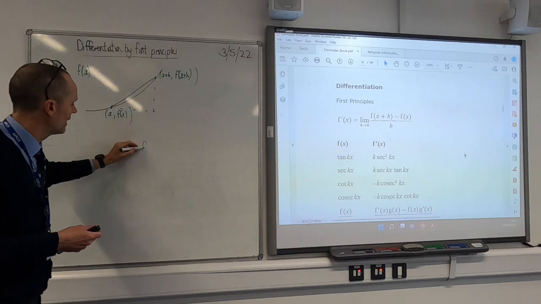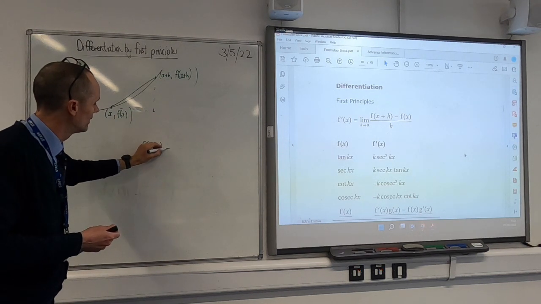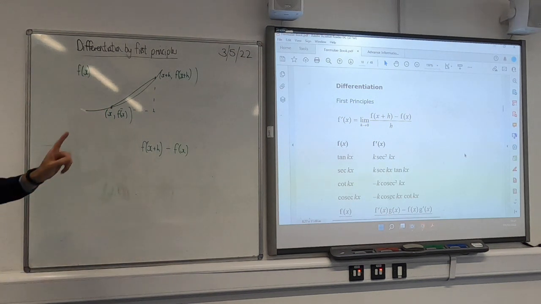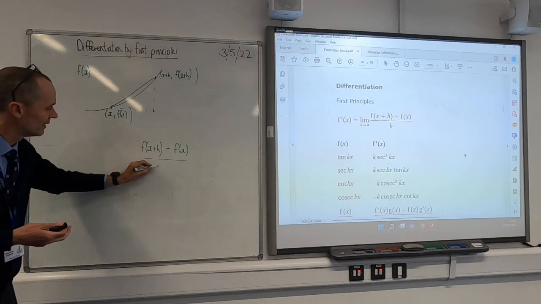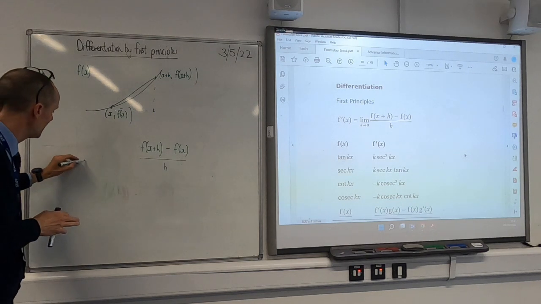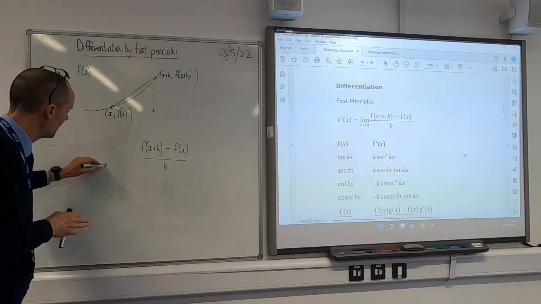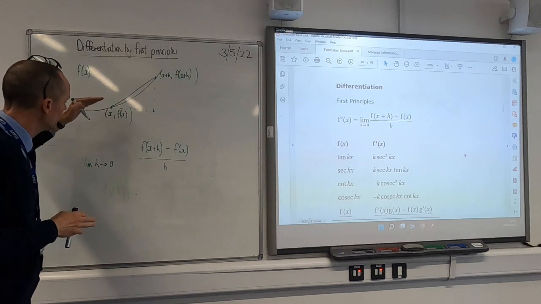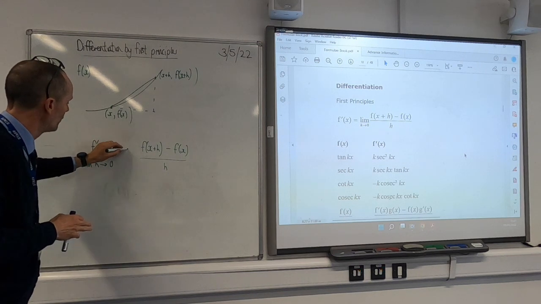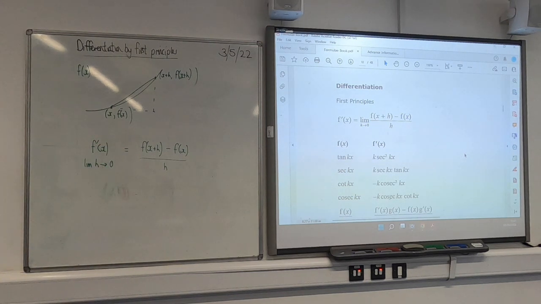So that's... and this distance here is just h, because I've gone from x to x plus h, so it's just h. And we know that as we make h much, much smaller, that gradient is pretty much the same as the gradient of the line there, so it gives us this formula for the gradient of the curve. dy by dx, f dash of x, same thing.